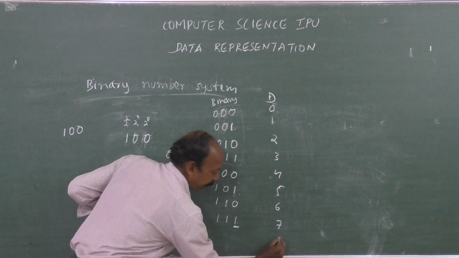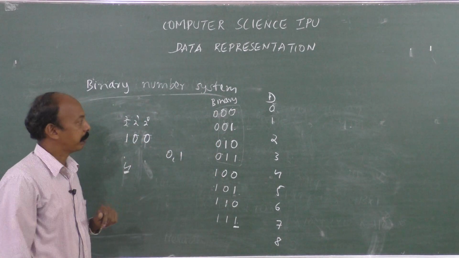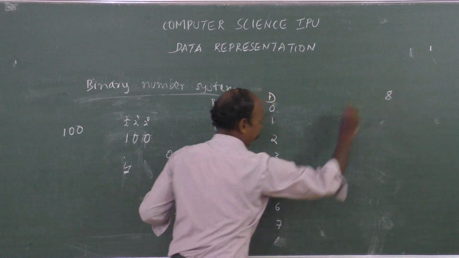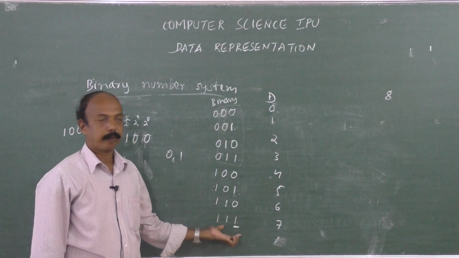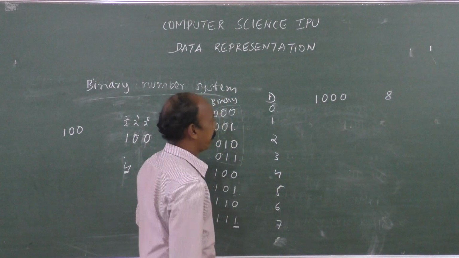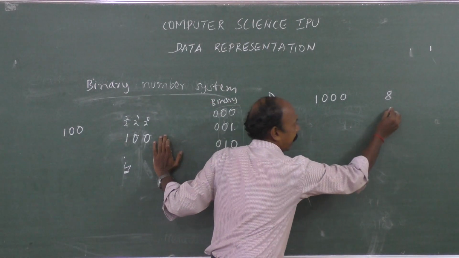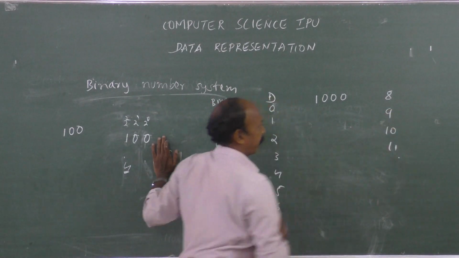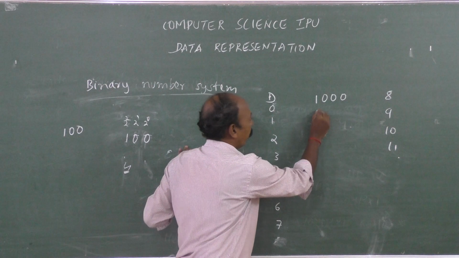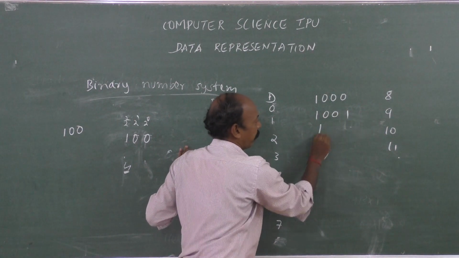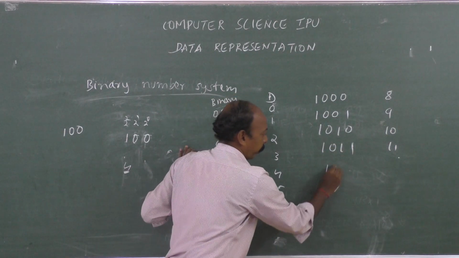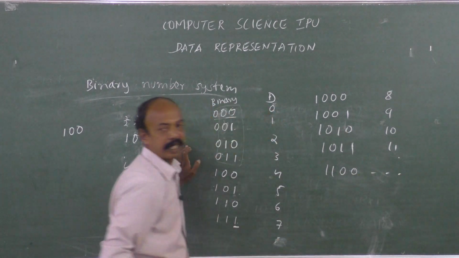Suppose we want to write 8. What happens? If you want to write the next number 8, then 3 bits are not enough. We have to write 1, 0, 0, 0. Then it gets repeated. That is 9, 10, 11, etc. The same combination gets repeated. That will be 1, 0, 0, 1, 1, 0, 1, 0, 1, 0, 1, 1, 1, 1, 0, 0, etc. It continues.